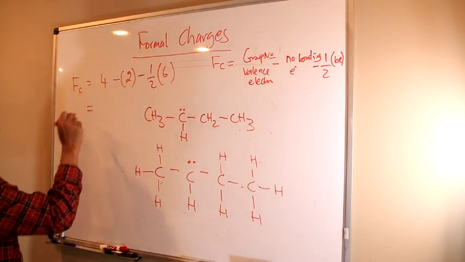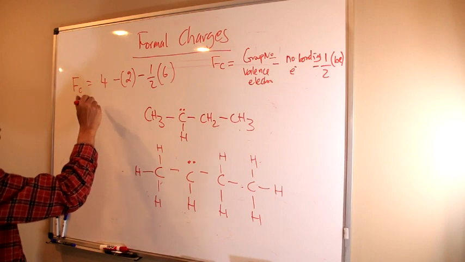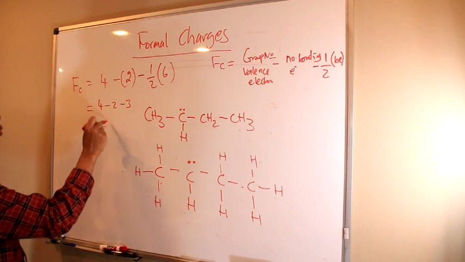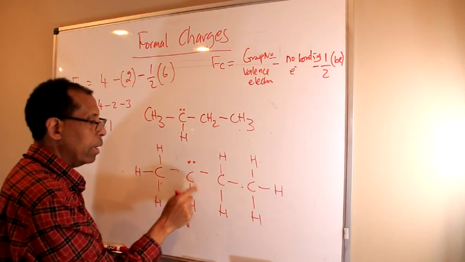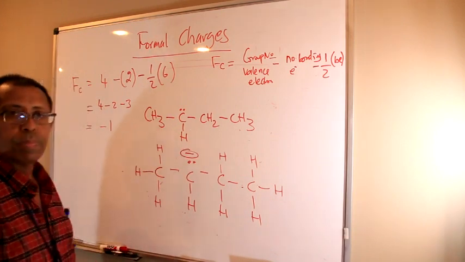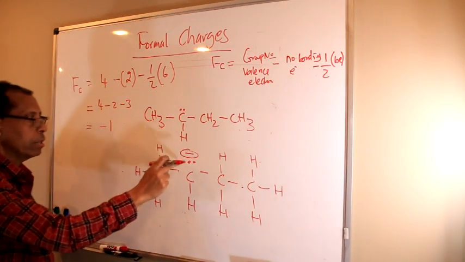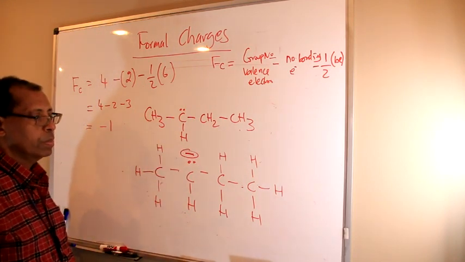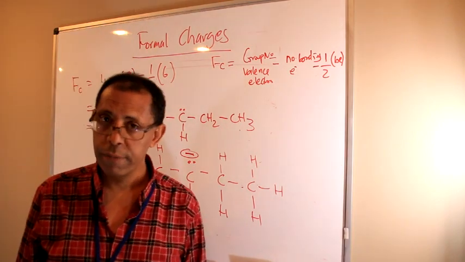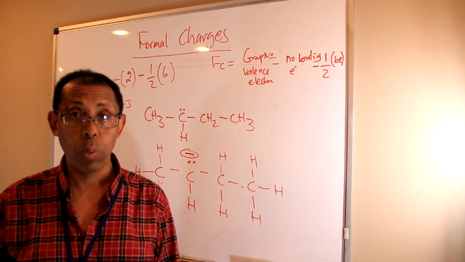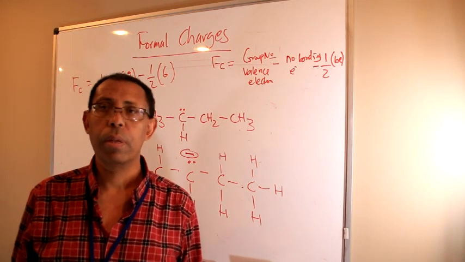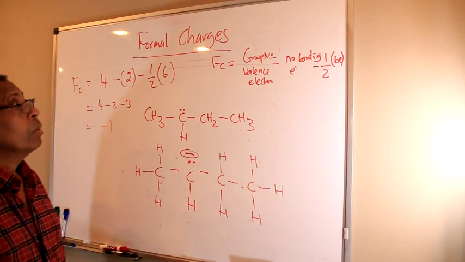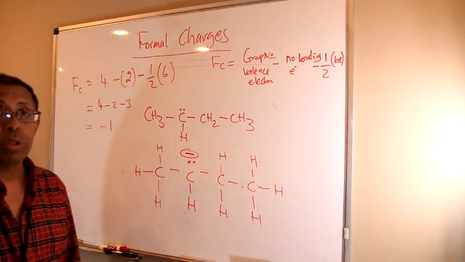So when we calculate this, this is minus 2, and that is minus 3. 4 minus 5 is a minus 1. So this should have a negative charge on it. The formal charge is negative 1. So formal charge can be negative, can be positive. It can be more than 1 as well. It can be plus 2, it can be minus 2 as well. So remember to exercise this. This would be a summary of a formal charge calculation.